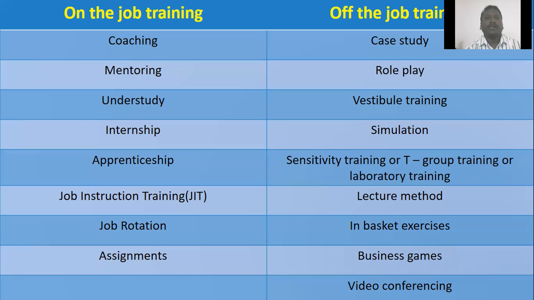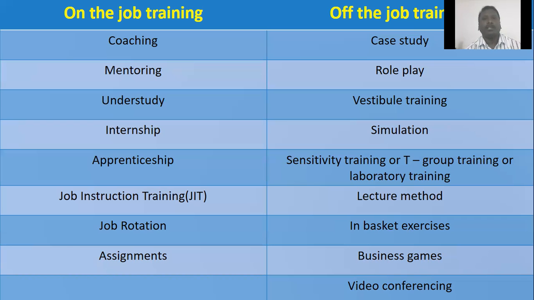These are all different methods of on-the-job training: coaching, mentoring, understudy, internship, apprenticeship, job instruction, and job rotation. Let us see the second method of training, which is off-the-job training. Off-the-job training is given outside the workplace, and individuals are free because they are learning away from the workplace. Even though some mistakes happen, they are not going to damage or disturb the actual work.